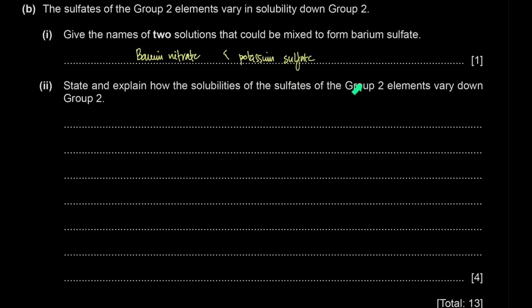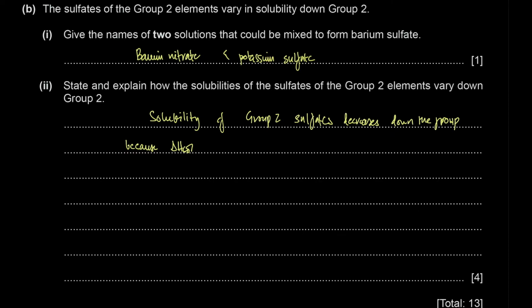State and explain how the solubilities of the sulfates of the group 2 elements vary down the group. Now the solubility of the sulfates down the group decreases. It's the opposite of hydroxide. The reason why is because the delta H solution becomes more endothermic. When you go down the group, the delta H lattice, the lattice enthalpy, and the hydration enthalpies of the ions both become less exothermic.